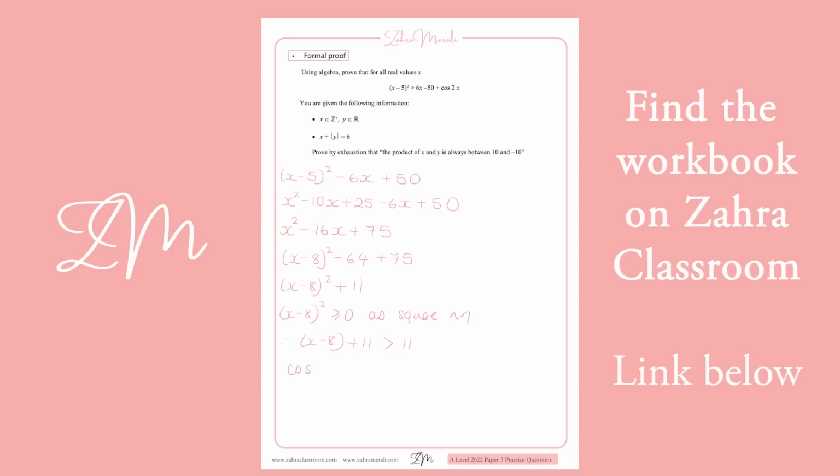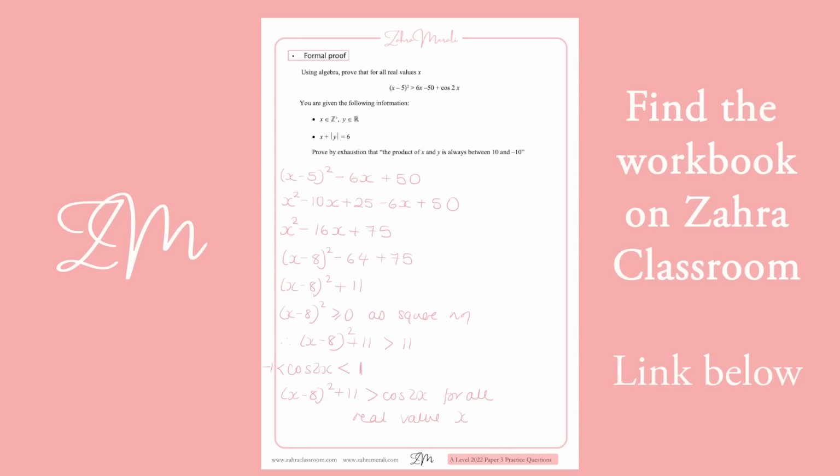So we know that cos 2x has to be between minus 1 and 1. So therefore 11 is always bigger than 1. So this is true. So we can say (x - 8)^2 + 11 is greater than cos 2x for all real values of x.